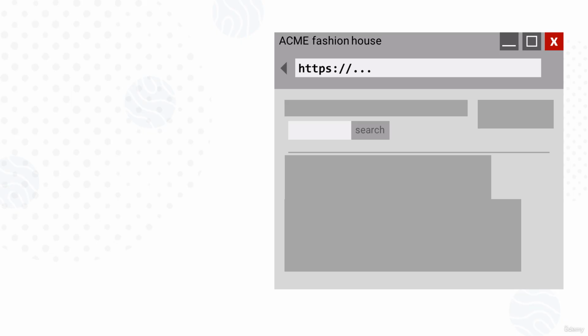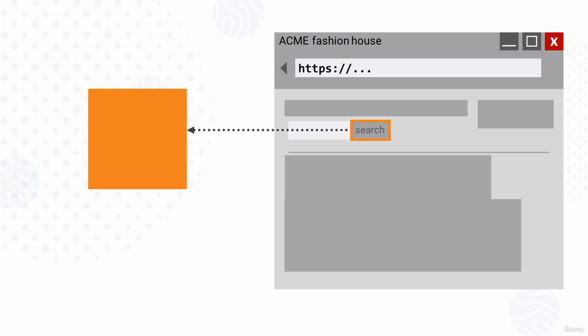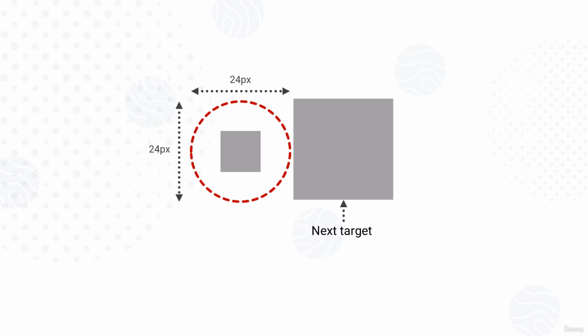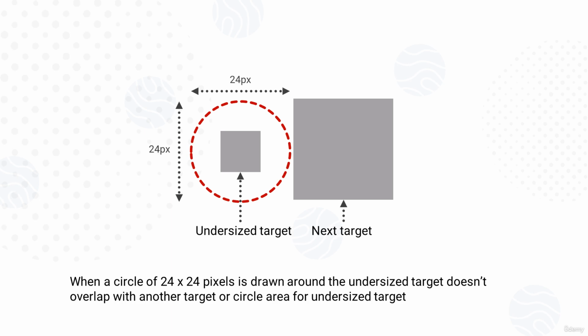The criterion requires the interactive area for pointer elements, so things like buttons and links, must be at least 24 by 24 pixels to pass. When the interactive area is less than 24 by 24 pixels, it's considered undersized. However, this criterion can still pass if there is sufficient spacing between adjacent targets. On undersized target areas, when a circle of 24 by 24 pixels is drawn around the target, centered in the middle, it doesn't overlap with another target.